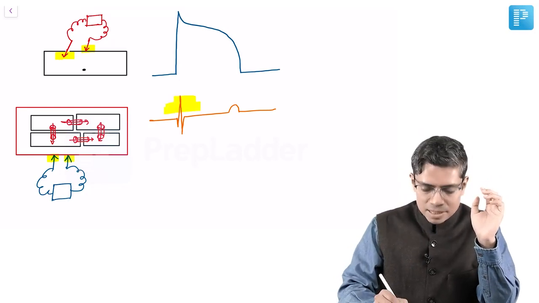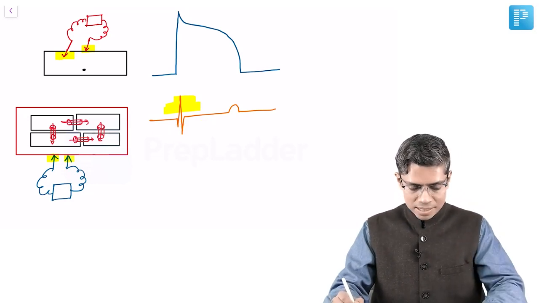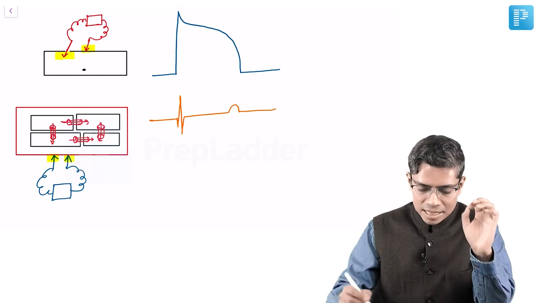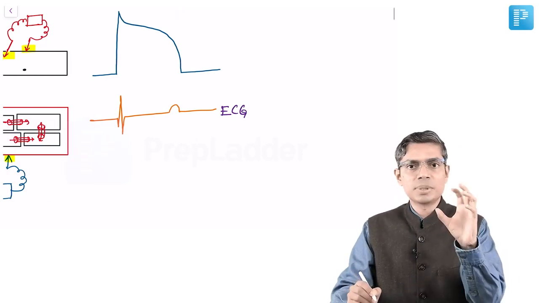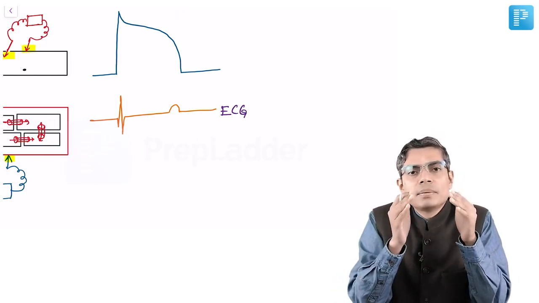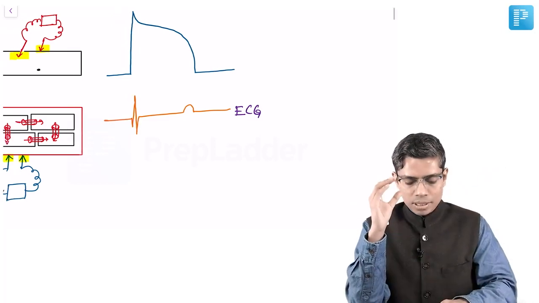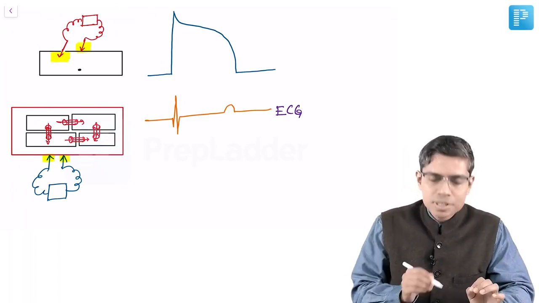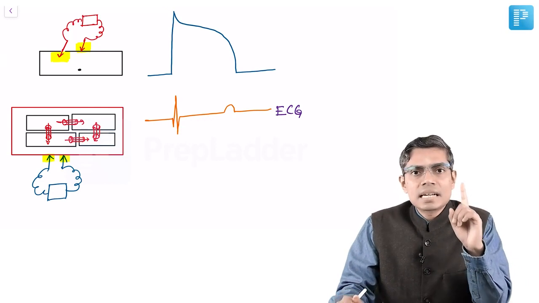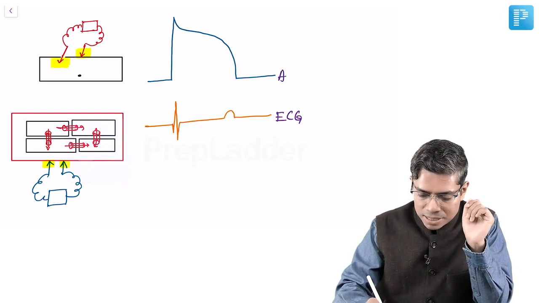Biphasic potential means some part is above the baseline, some part is below the baseline. So you are getting a biphasic potential, and that biphasic electrical potential is nothing but known as ECG. Getting my point? You are recording this biphasic potential with both surface electrodes on a group of muscle cells. If you place one electrode inside the cell and one electrode outside the cell, and you record electrical activity from a single cell, then you get the normal action potential.